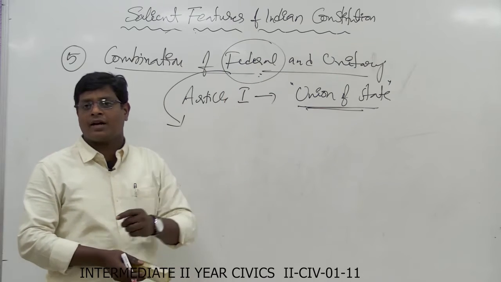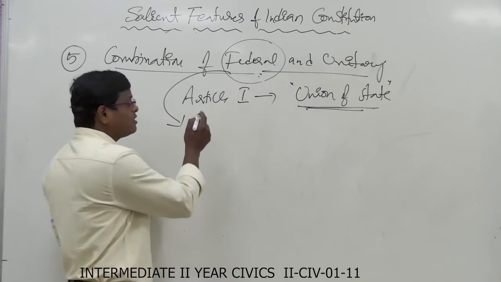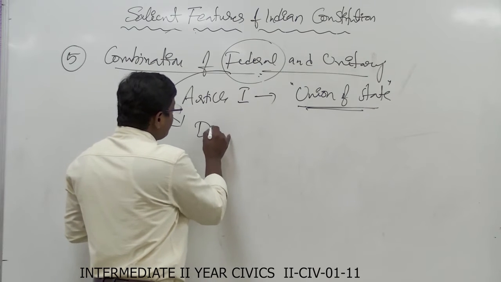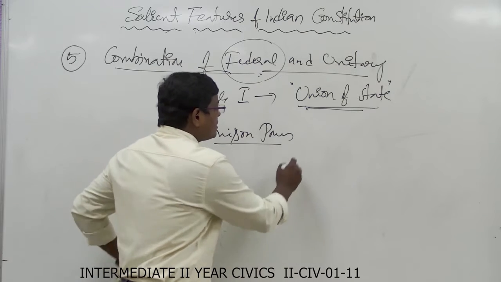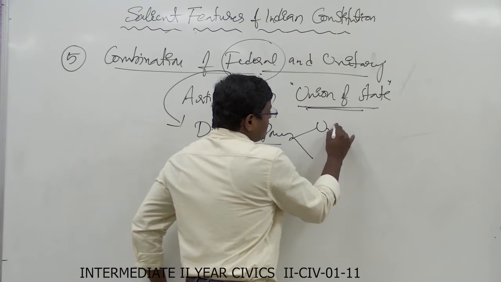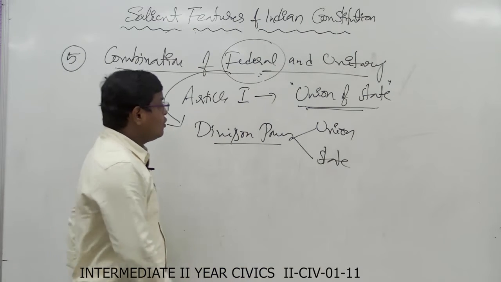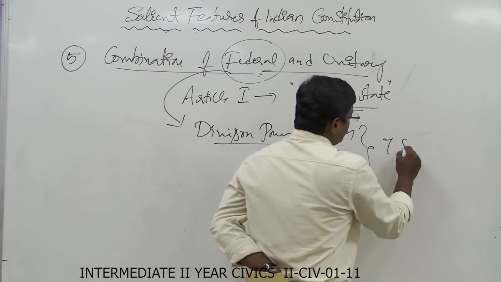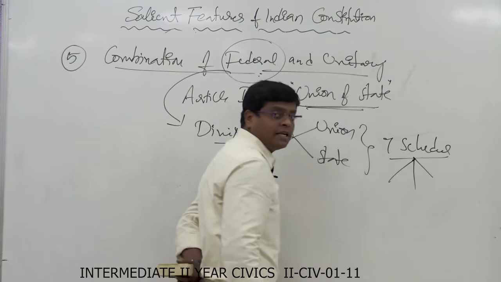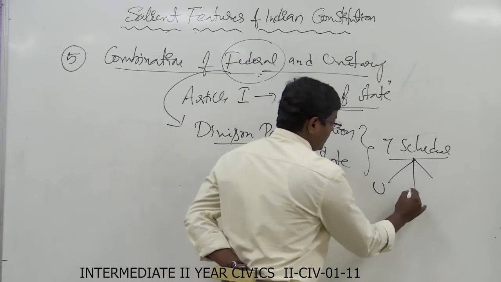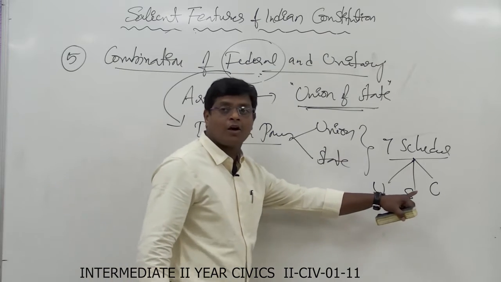Finally we concluded our federal government is closely related to the Canadian model of federal government, because the basic feature of the federal government is division of powers. Powers are divided between the union government and state government. You know very well, the 7th Schedule divided the entire powers into 3 lists: union list, state list, concurrent list.